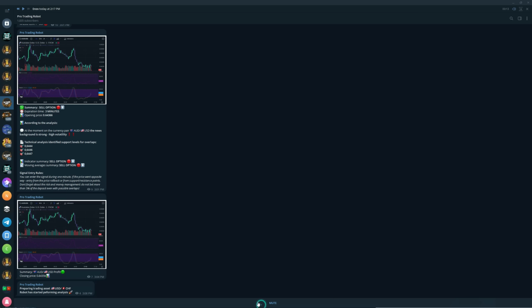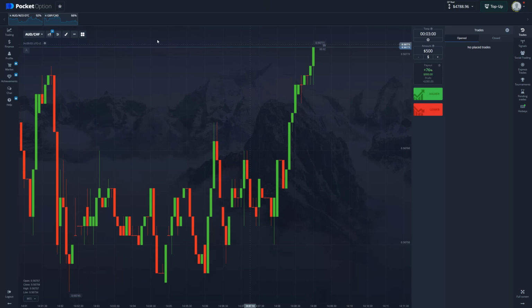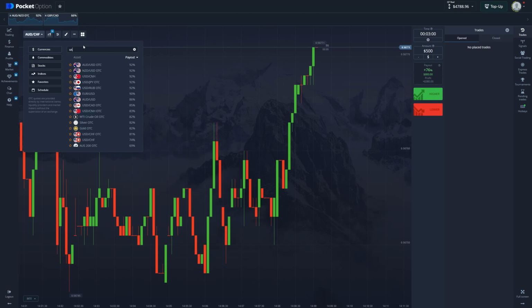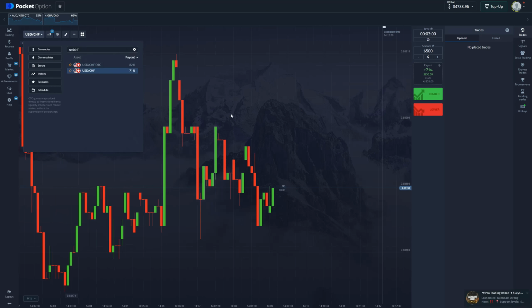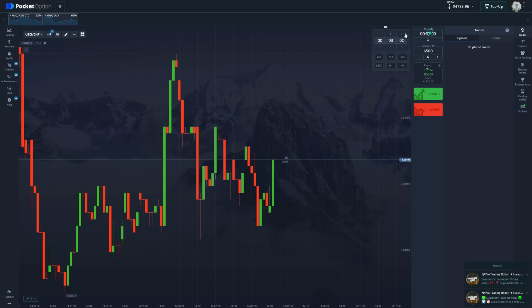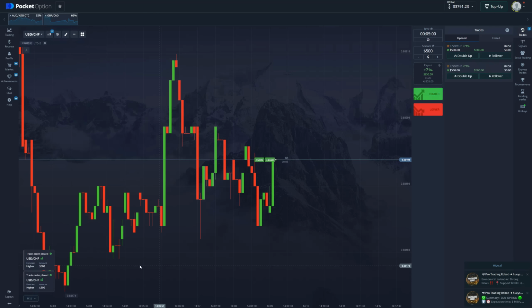Today we're gonna trade with Pro Trading Robot. Our first trading asset is United States dollar Swiss franc, so let's go ahead right now and set it up before the signal comes in. And there it is, 5 minutes buy. I'm gonna place a trade here and I'm gonna go to the robot really quick to show you what it's all about.